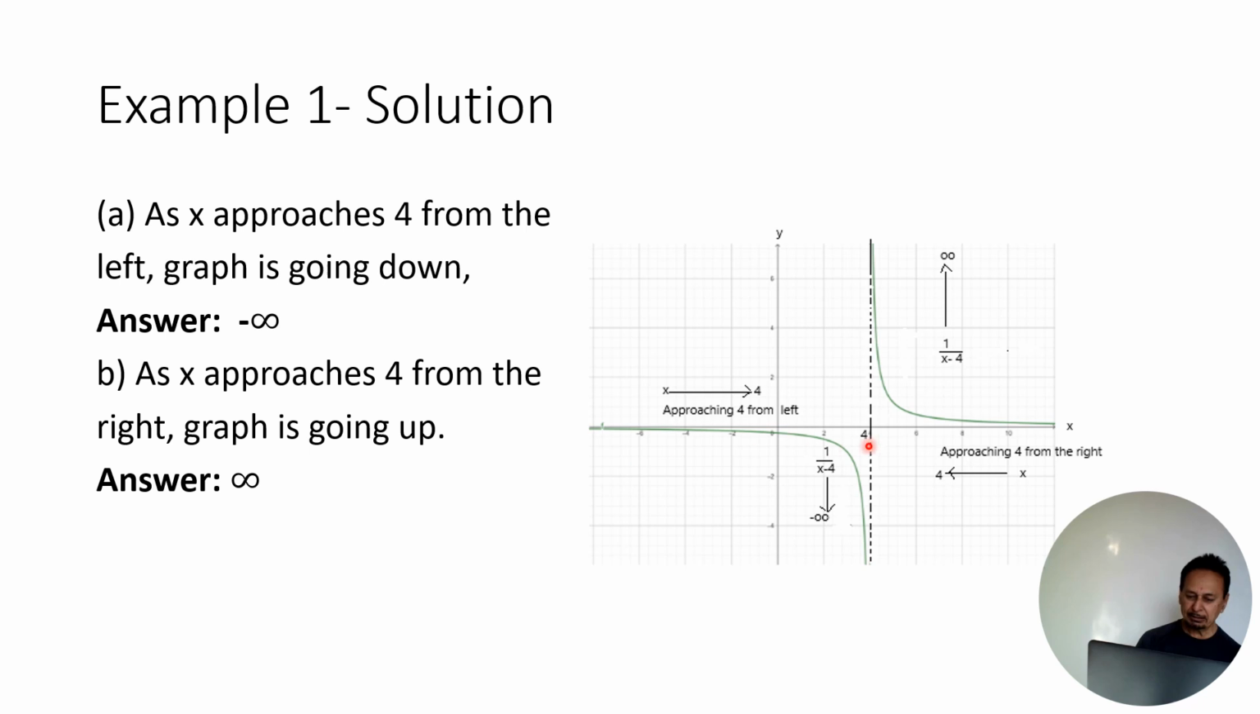Now b, as x approaches 4 from the right. You come from the right and move towards 4, and the graph is going upward. So in this case, the answer would be infinity, or plus infinity.